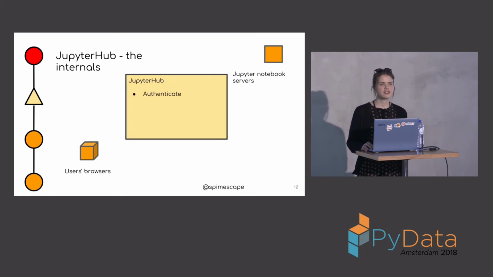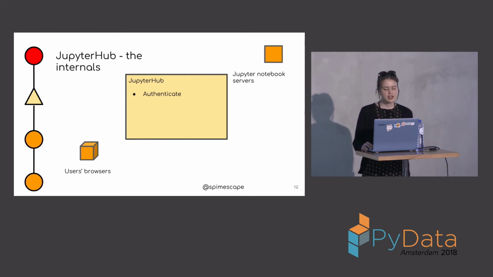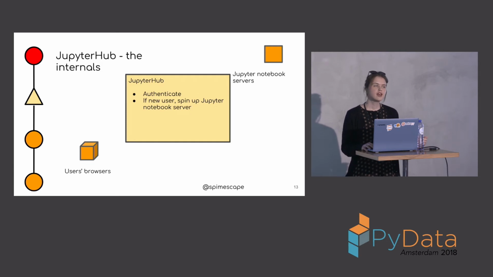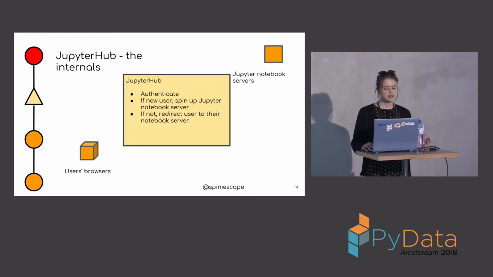First, authentication. This is super important. We're going to be letting people execute code on our servers, so we have to make sure that we only allow it for people who are authorized to do this. Second, check if a user is new. If they don't have a previous Jupyter Notebook server running, then we have to spin up a new server for them and redirect all of their browser requests to this server. If we already know this user, then we simply have to redirect.